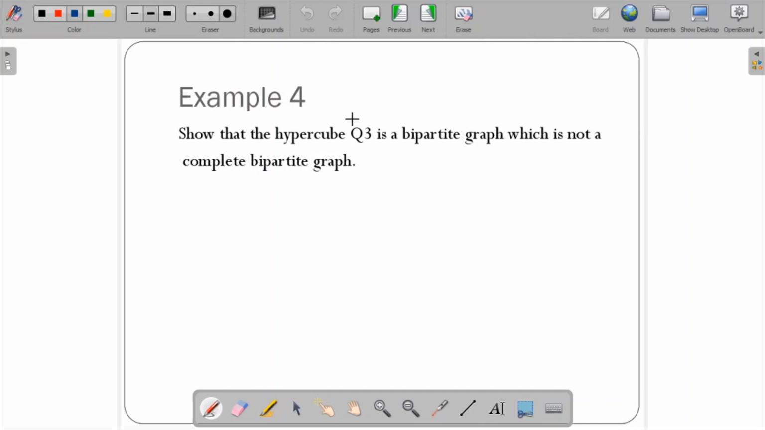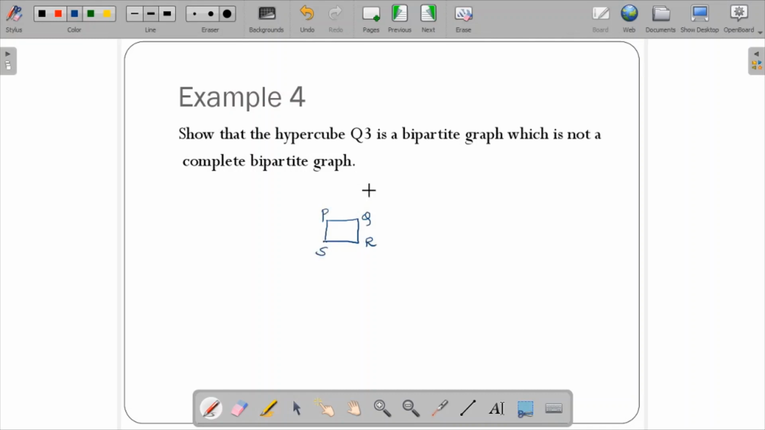So this was the definition we had seen regarding the bipartite and the complete bipartite. So let us take a hypercube. I'll just draw a hypercube, which is a diagram you need to remember for this. So let the hypercube be Q, R, S and P.